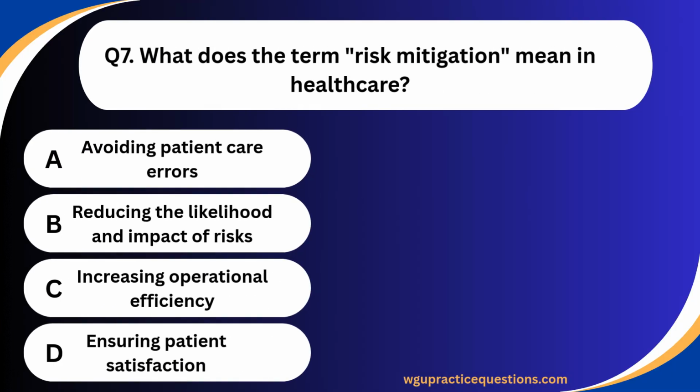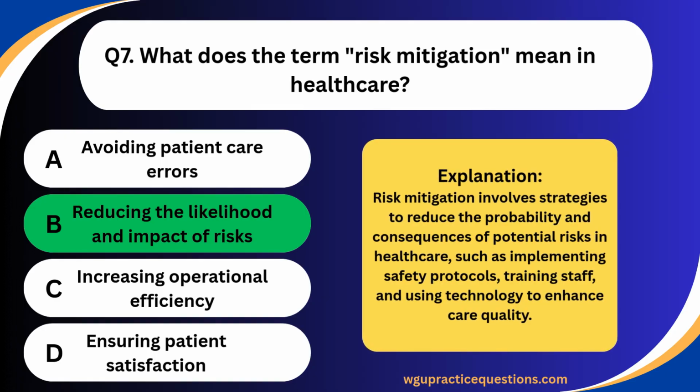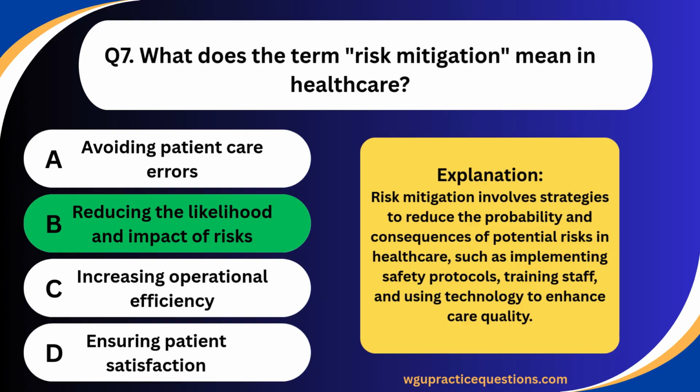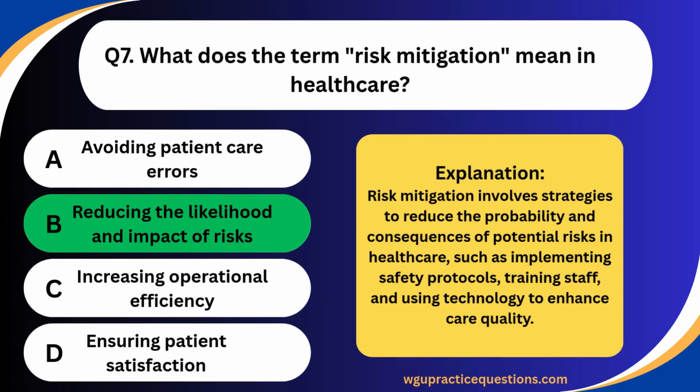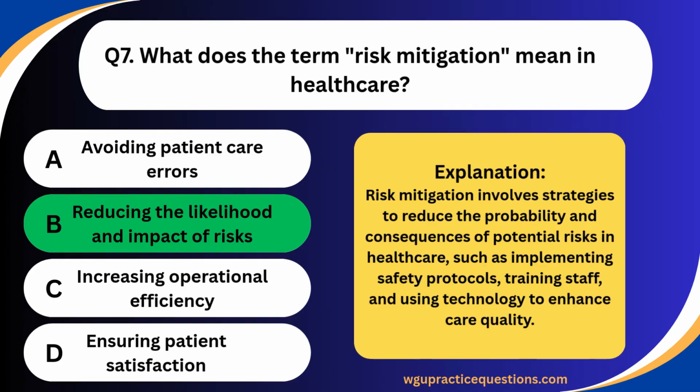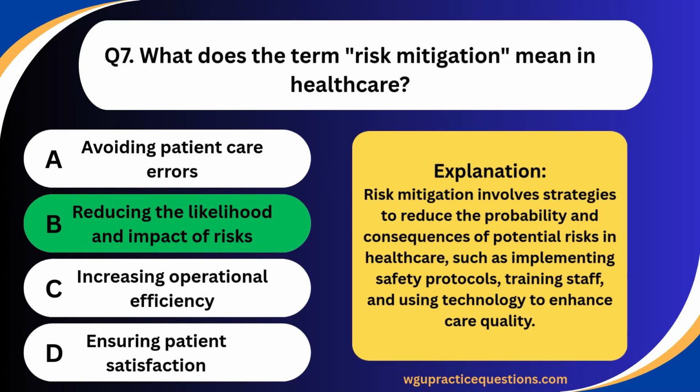The correct answer is B. Reducing the likelihood and impact of risks. Explanation. Risk mitigation involves strategies to reduce the probability and consequences of potential risks in healthcare, such as implementing safety protocols, training staff, and using technology to enhance care quality.